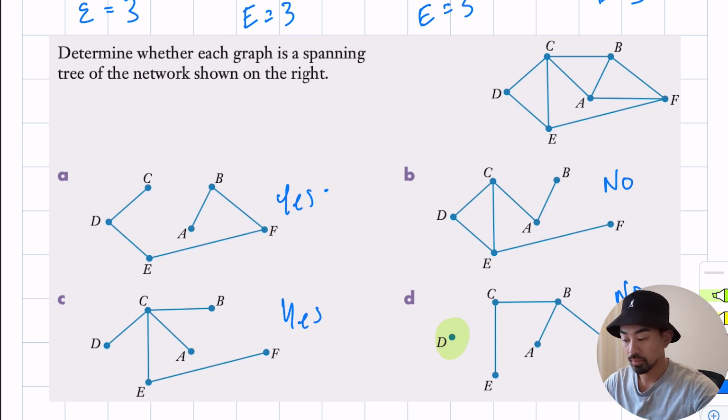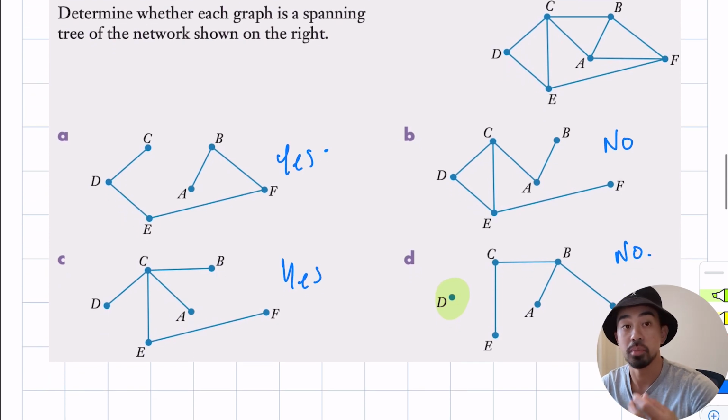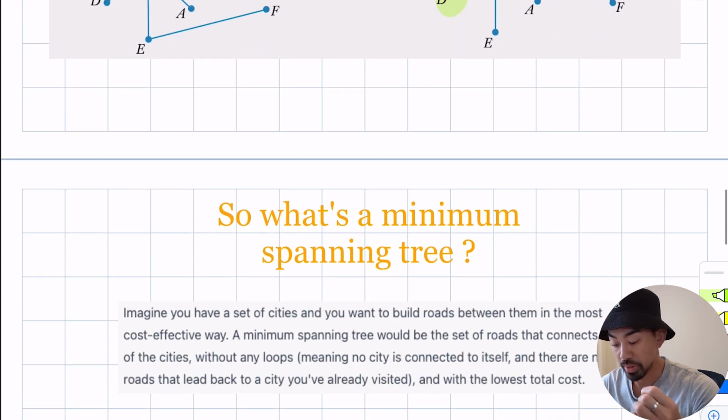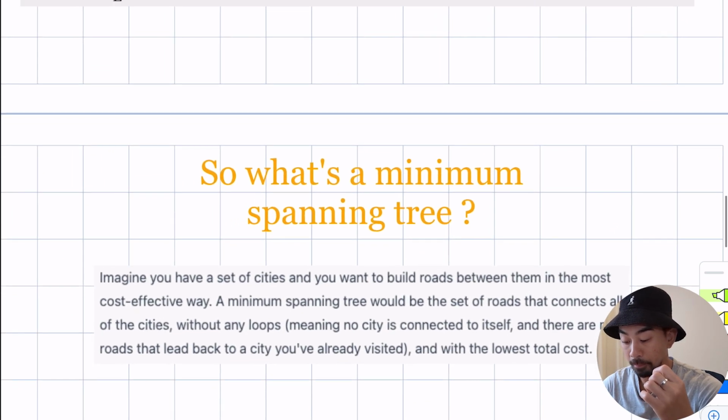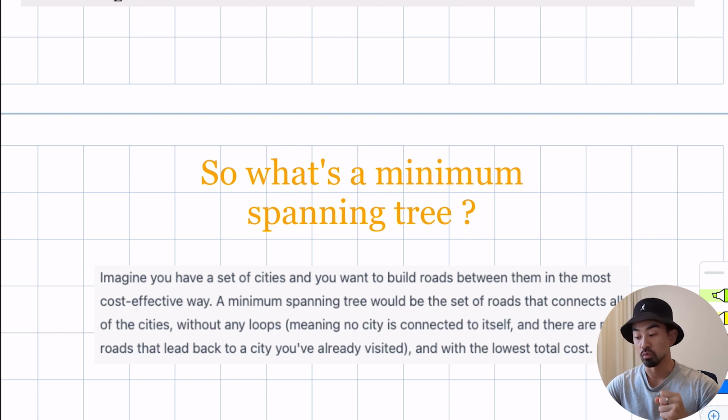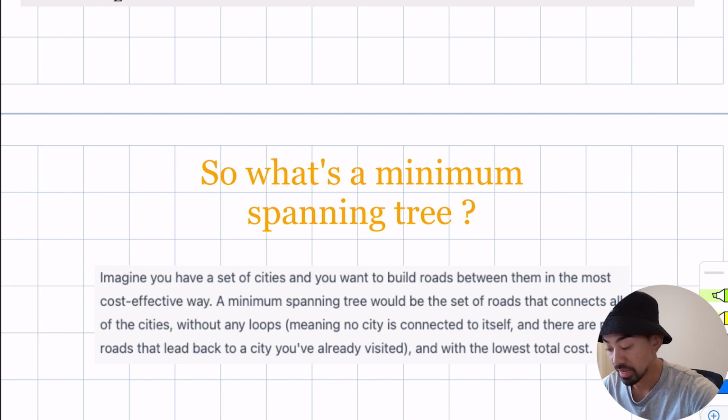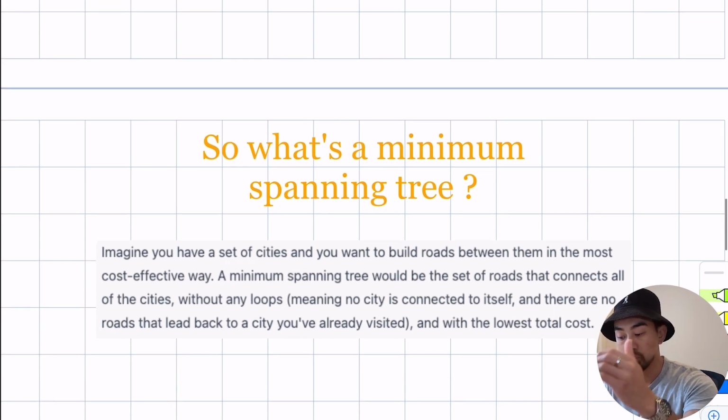All right. Okay, so there's just one more idea to cover before the end of this video, and that's the idea of a minimum spanning tree. So what's a minimum spanning tree? So here I've just got a simple example. Imagine you have a set of cities and you want to build roads between them in the most cost-effective way. A minimum spanning tree would be the set of roads that connects all the cities without any loops, remember, such that you've got the lowest cost. So the only thing we're building onto what we just learned about spanning trees is we're finding the edges which will be the smallest in value to create our minimum spanning tree.